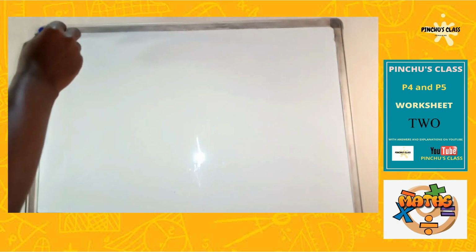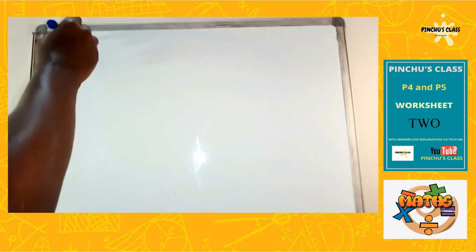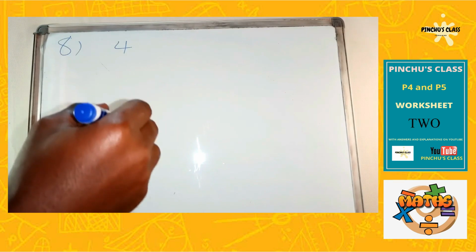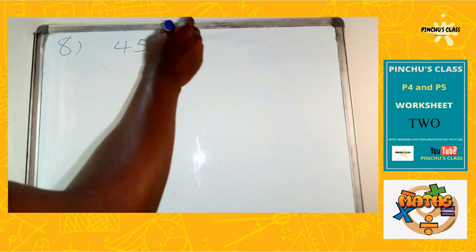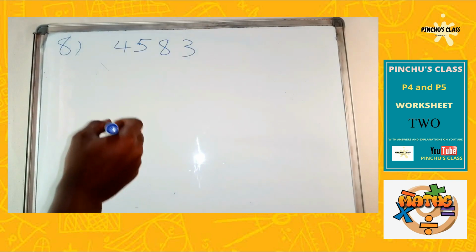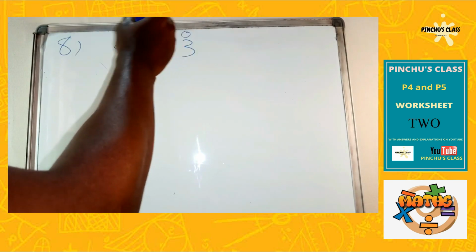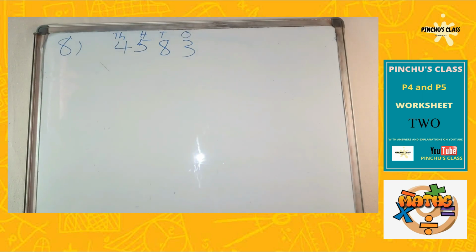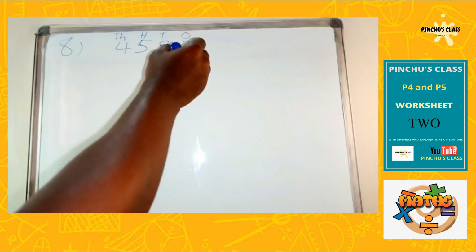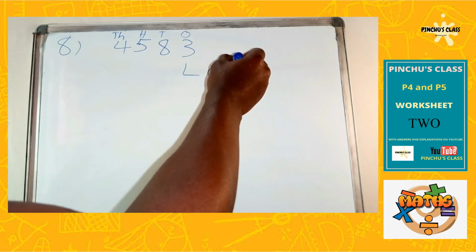Number 8. We are supposed to find the place value of 3 in the number 45,83. We have that number. We still remember, we have to first show the place values of all the numbers. That helps us to get the correct answer. So 3 is in ones, therefore the place value of 3 is going to be ones.